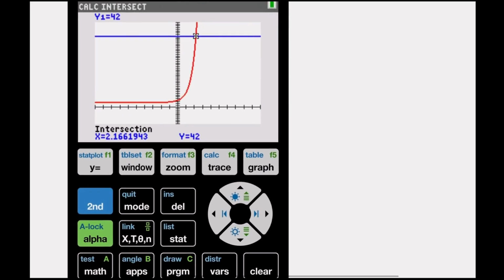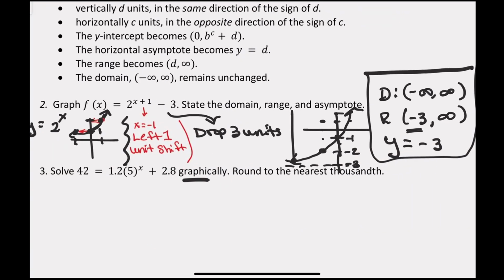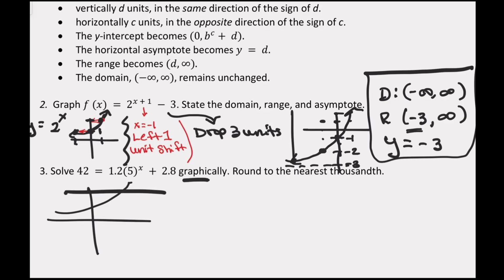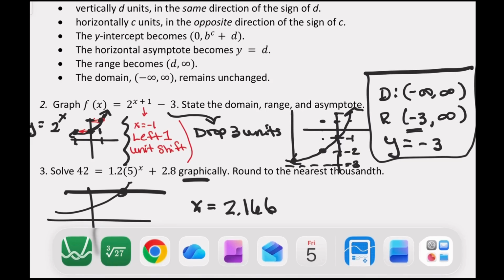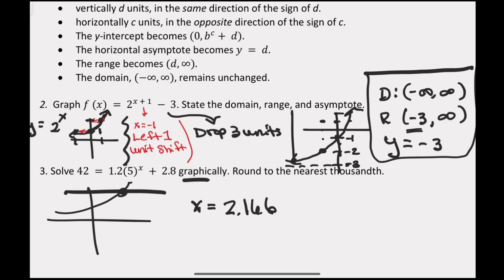And we can see that the intersection is when x is 2.16619. And it says the y value is 42, but we already knew that. So 2.16619. So we had one that went up and one that went over. X was 2.166, thousandths place: tenths, hundredths, thousandths. Perfect. All right, moving on.